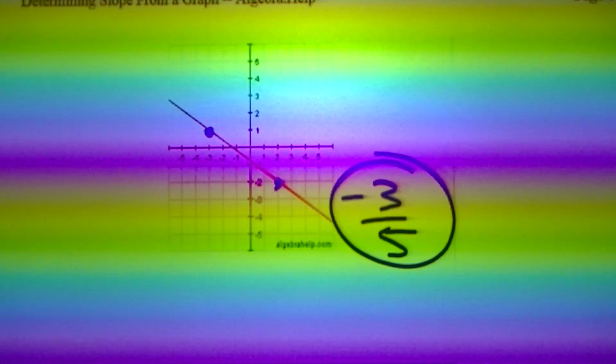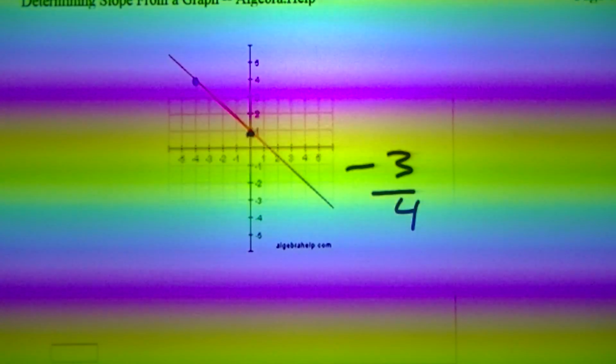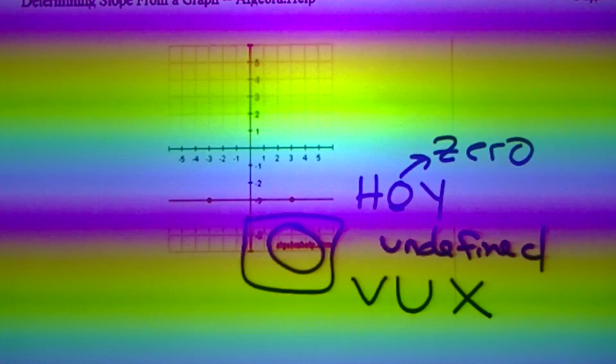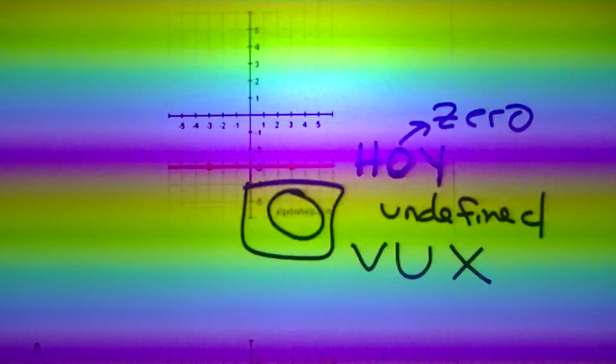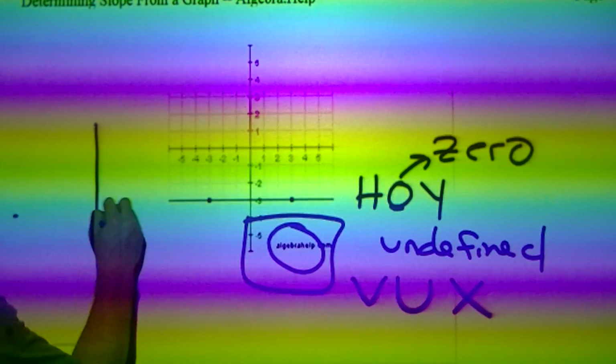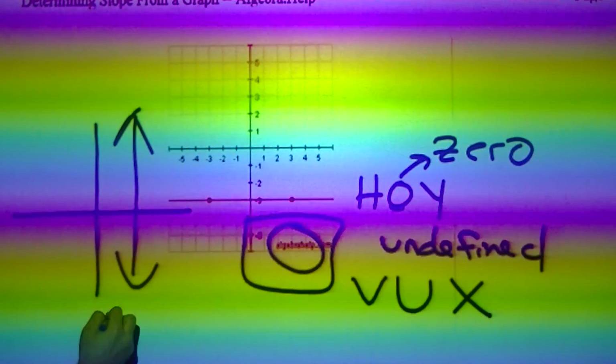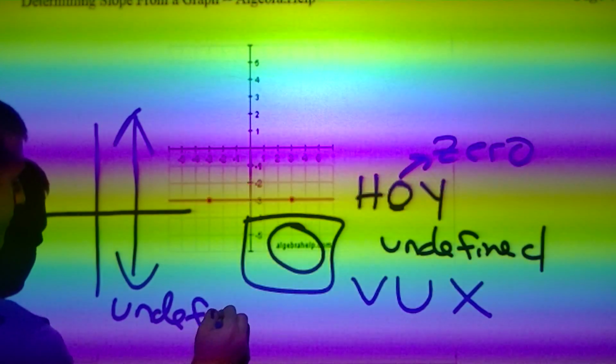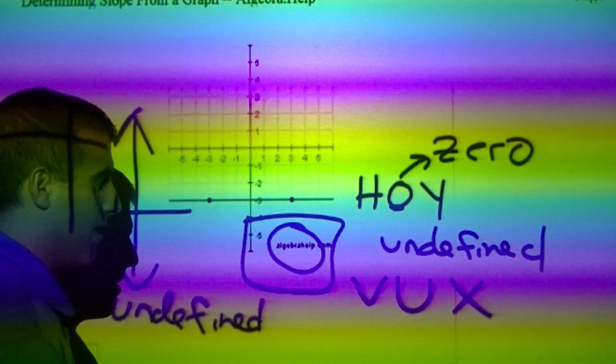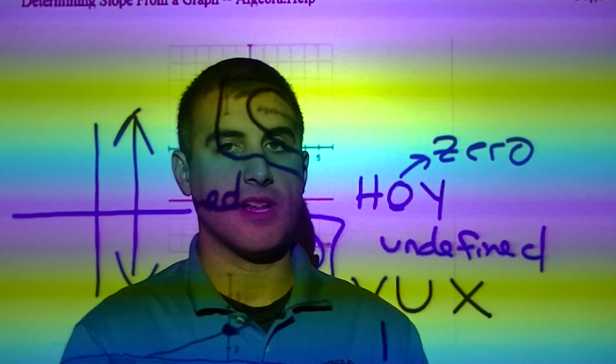The key thing to remember as you go through these: if you ever had an equation where the line was like this, that slope is undefined. And that's how you find the slope of a line with 2 points.